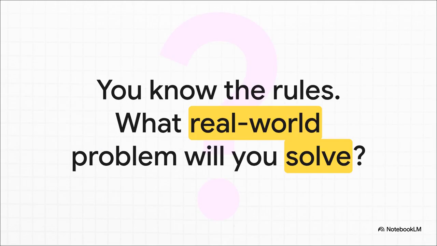And there you have it. You now have the fundamental blueprint of graph theory. It's like having a new lens to see the hidden connections all around us. The rules themselves are pretty simple, right? But what you can do with them in logistics, social networks, biology, it's literally limitless. So the only real question left is, what problem are you going to solve first?